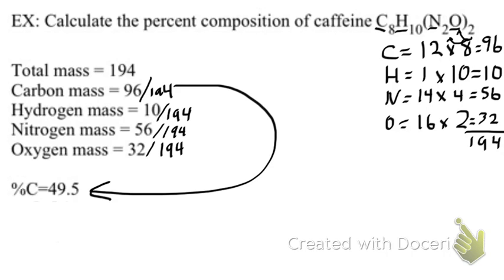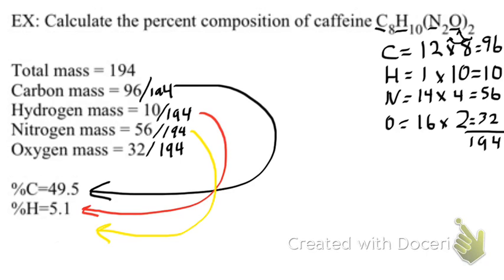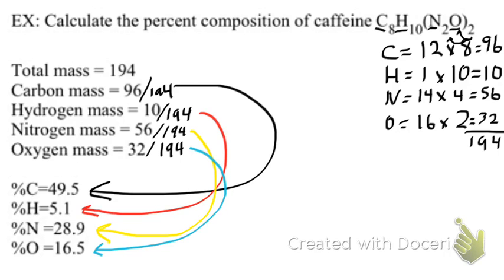They're also nicely typed up down here. So the percent of carbon was 96 divided by 194, which is 49.5%. Hydrogen was 5.1%. If you calculated it out and got 5.2%, it may have just been how we rounded our hydrogens or how we rounded all of our numbers in order to get 194. If you got 5.2, you're just fine, don't worry. Next for nitrogen, 56 divided by 194 is 28.9%, and 32 divided by 194 is 16.5%.